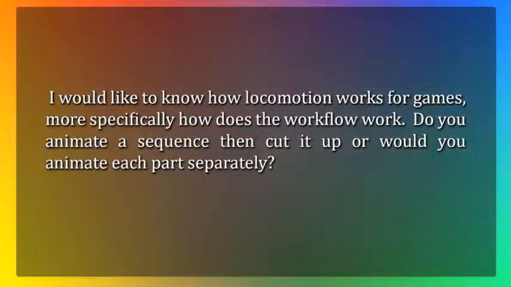Here we go. I would like to know how locomotion works for games. More specifically, how does the workflow work? Do you animate a sequence, then cut it up? Or do you animate each part separately? Basically, there's two different parts of a game. There's the cutscenes or the cinematics. Any scripted motion is going to be animated almost exactly like it is in film. You're going to have a beginning and an end, and you just animate it together.